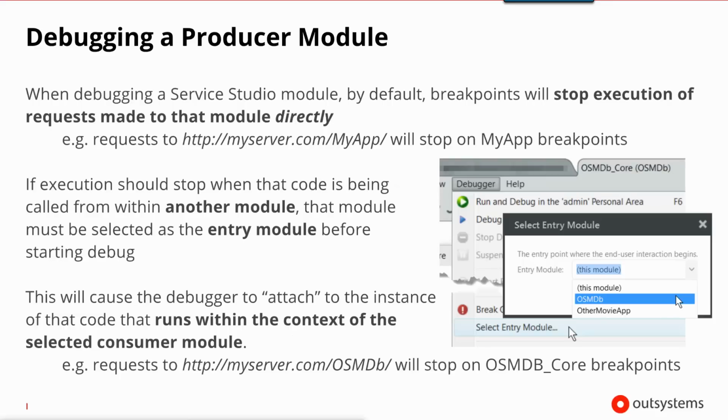Now, when you're debugging a module in Service Studio, by default, it stops the execution on the current module that you're debugging. Sometimes this might not be what you want. For example, if you want to debug a producer as it's running within the context of a consumer, you need to specify that the entry module should be a different one, so that the debugger latches on to the version of the current module as it's running within the context of the entry module.